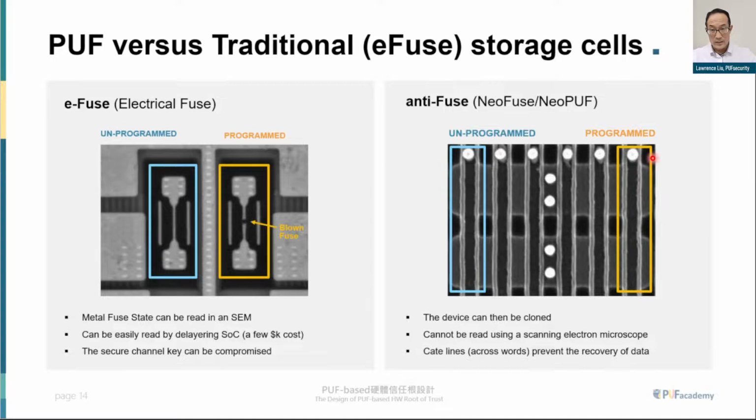So as a result, it's a lot easier to reverse engineer any stored keys on a traditional root of trust by just examining it under the microscope. So no power would even be necessary to the root of trust. You can just decap the part and take a look under the microscope.